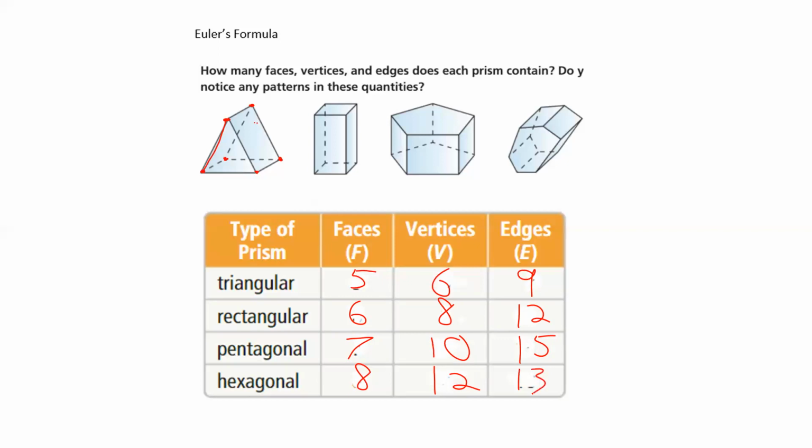Now, there is a pattern though between the faces, vertices, and edges of each one. Does anybody see a pattern between each row of numbers? Oops, sorry. 18, my bad. 18, added 3. I think I said 3 and wrote 3. But, all right. Does anybody think they see a pattern?